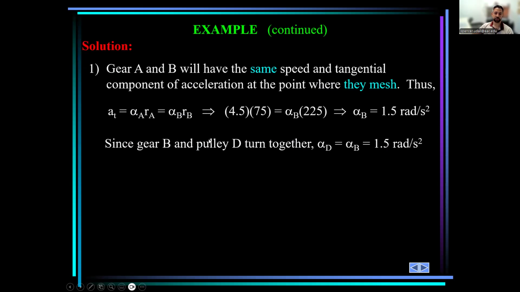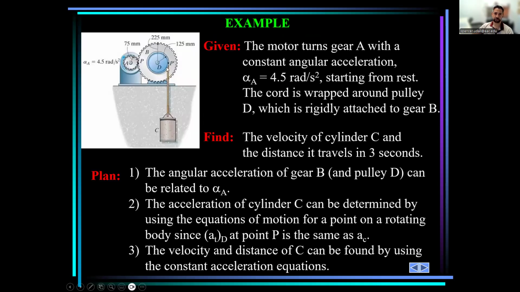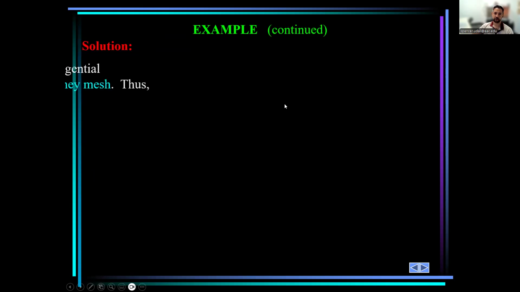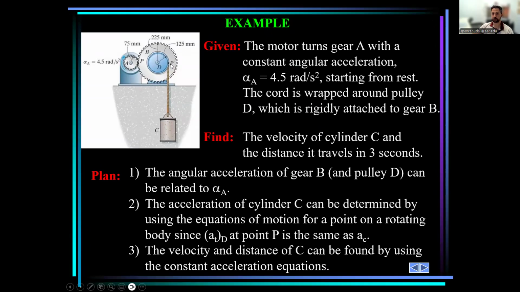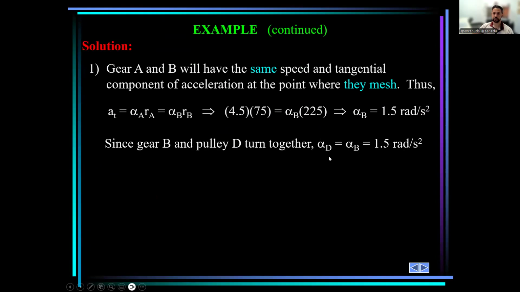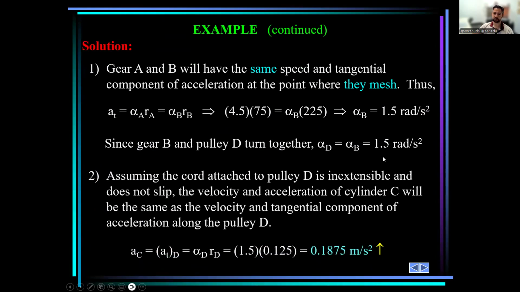All right, now since B is attached to D, like we were saying, or D is attached to B rather, then we know they have the same angular accelerations. So now alpha D equals that 1.5. You see where we're going with this? We need its tangential velocity. So let's get its tangential acceleration maybe, and then we could use some constant accelerations.